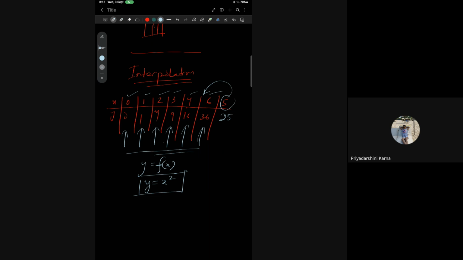Okay. Sir, if we take any numbers, then we will calculate y is equal to x square. This is just an example. Suppose I take another example. Let's say x equal to 0, y is equal to 2. x equal to 1, y is equal to 4.